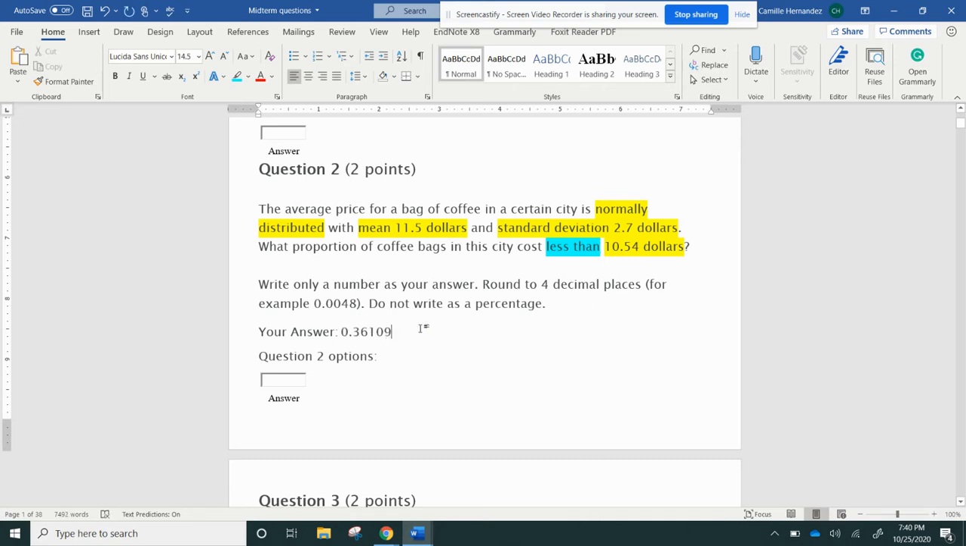So the answer for this one is, what proportion of coffee bags in this city costs less than $10.54? It's 0.3611, because I would round it up because it only wants 4 decimal places. Okay, so let's do another one.